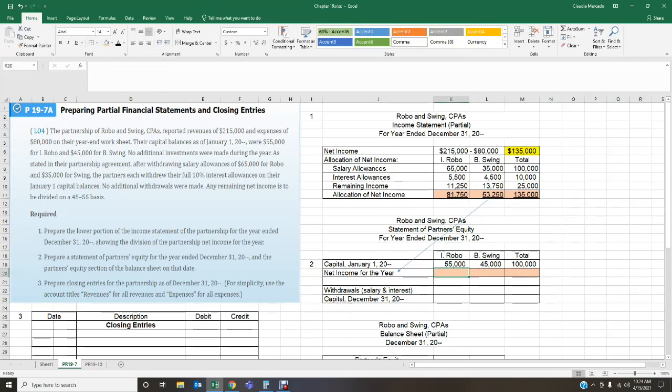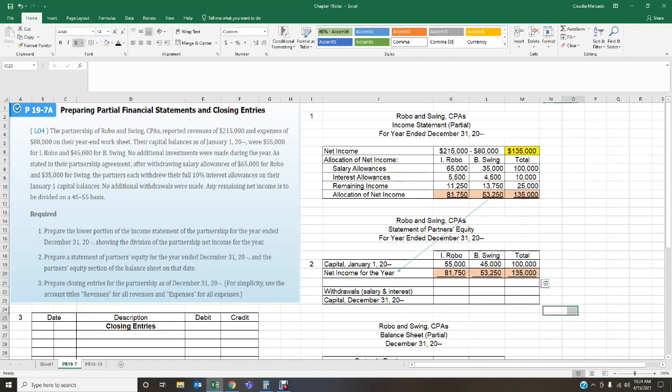So net income for the year, Robo had $81,750. Swing had $53,250. And then your total is going to be $135,000. Let me put a little underline here. I'm going to add those two amounts together. That gives me $136,750 for Robo, $98,250 for Swing, and the total is $235,000. So that is you adding your income.